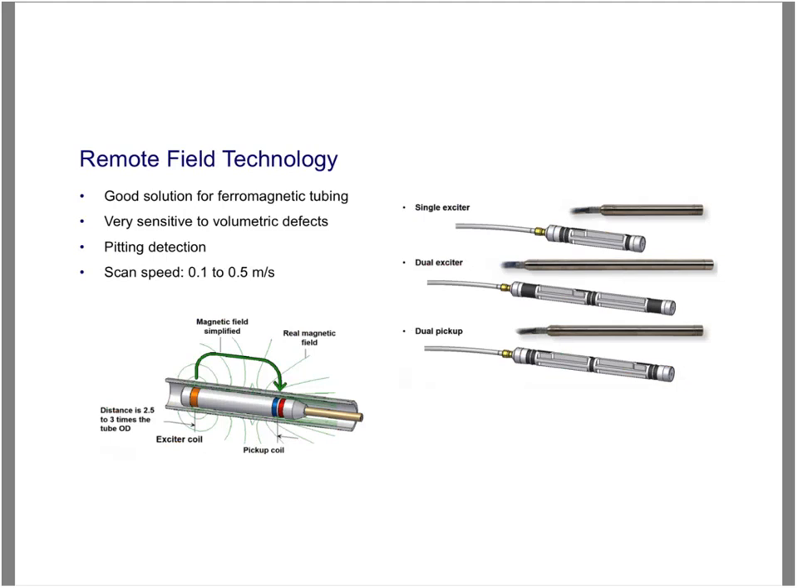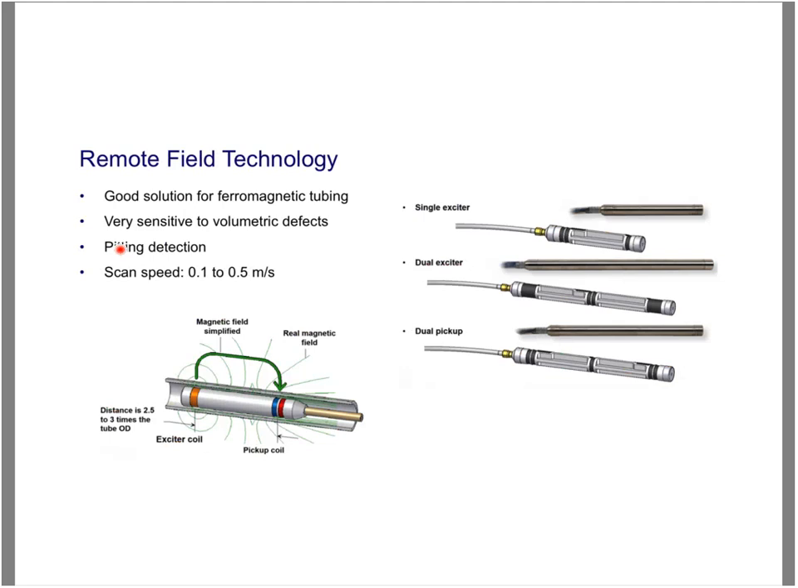So this solution is great for ferromagnetic materials. It's very sensitive to volumetric defects. It will detect pits or pitting. It won't detect a single pit, but the way that a carbon steel tube will pit usually involves many, many, many pits.